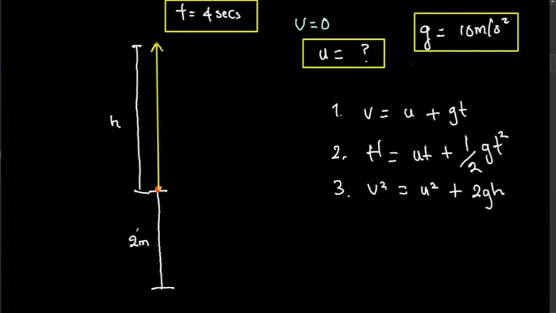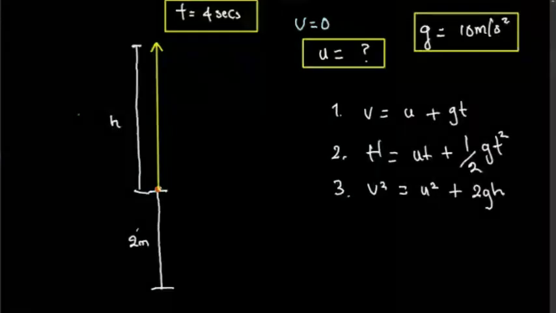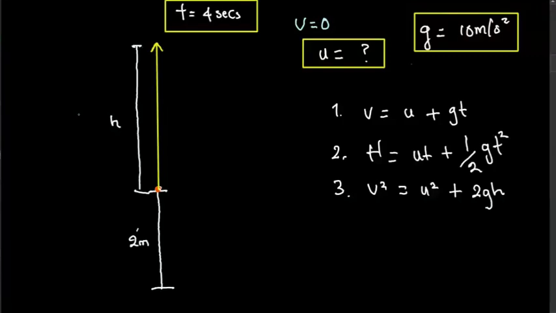You can't explain why it's 0. Why is it 0? Why is the final velocity 0 at maximum height? You don't know why? Explain why. Answer me. Yes, sir. Okay.